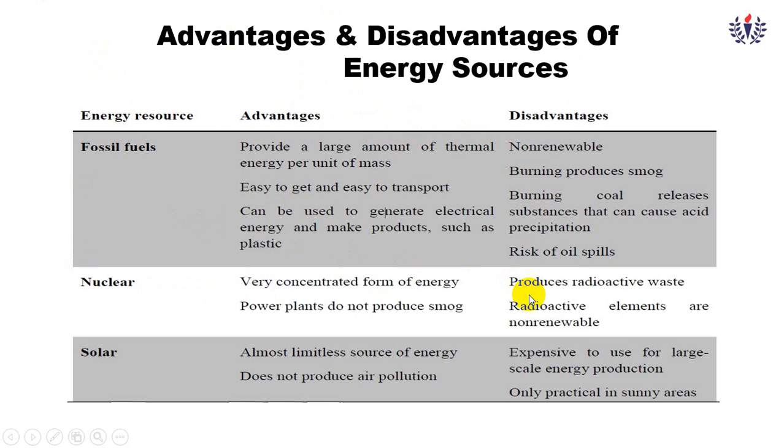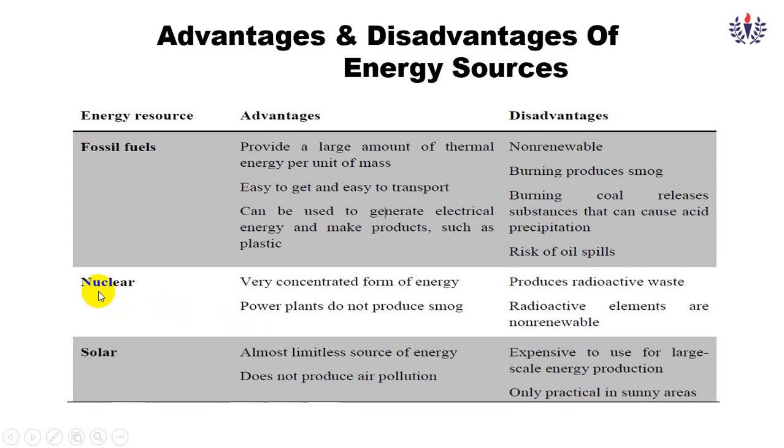Now we will see the advantages and disadvantages of energy resources. First, fossil fuels, that is coal. What is the advantage? Electricity generation always depends on coal the most, it is easy to transport, and its byproducts can be used for making other products. But what are the drawbacks? It is non-renewable. Burning produces smog, we know that, and coal also releases substances called NOx and SOx, which are very risky to the atmosphere, and there is also the risk of oil spills. So these are all the disadvantages.